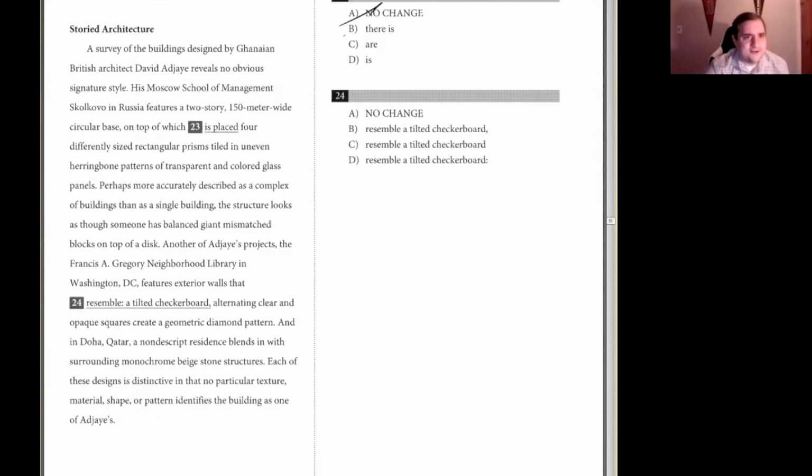So singular, singular, singular, it's the plural. And that actually does work on this question. But for the sake of completion, let's actually figure out what is placed.